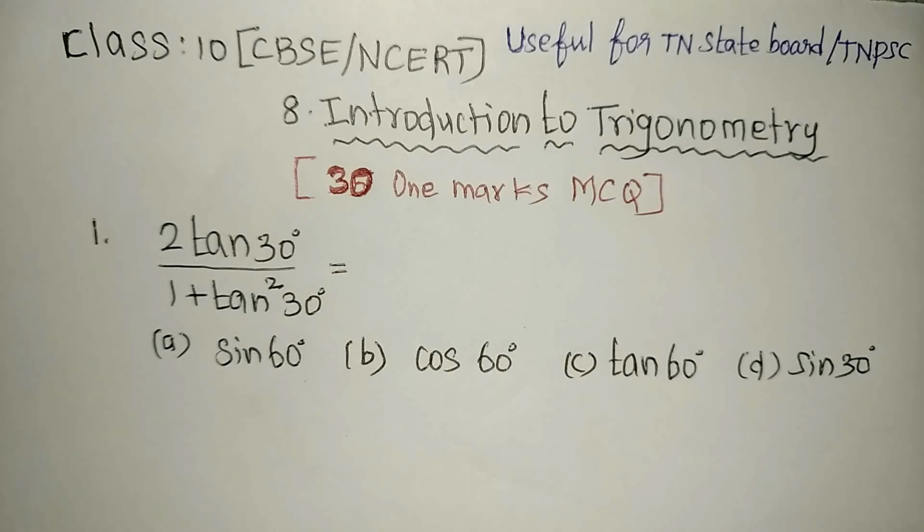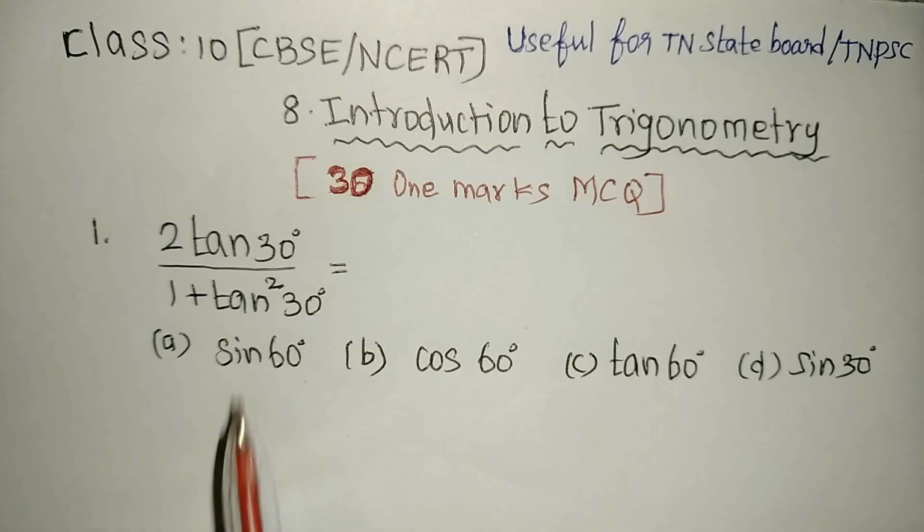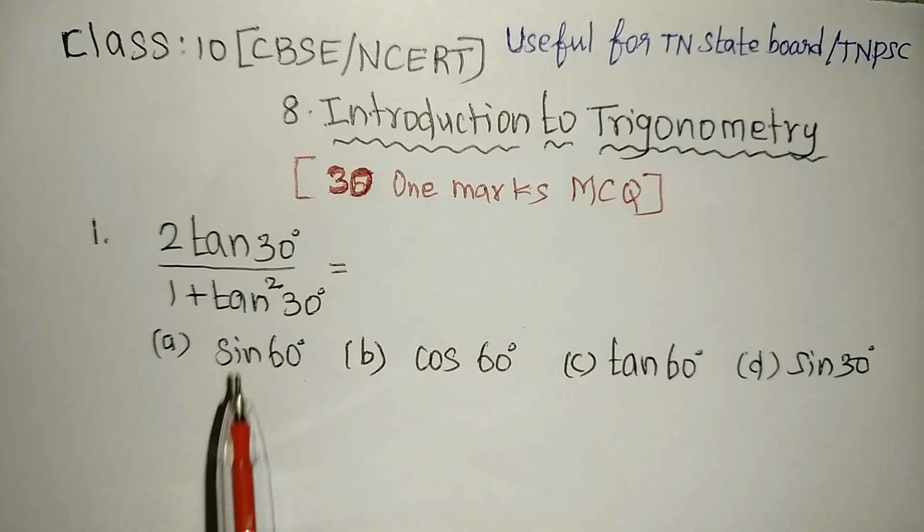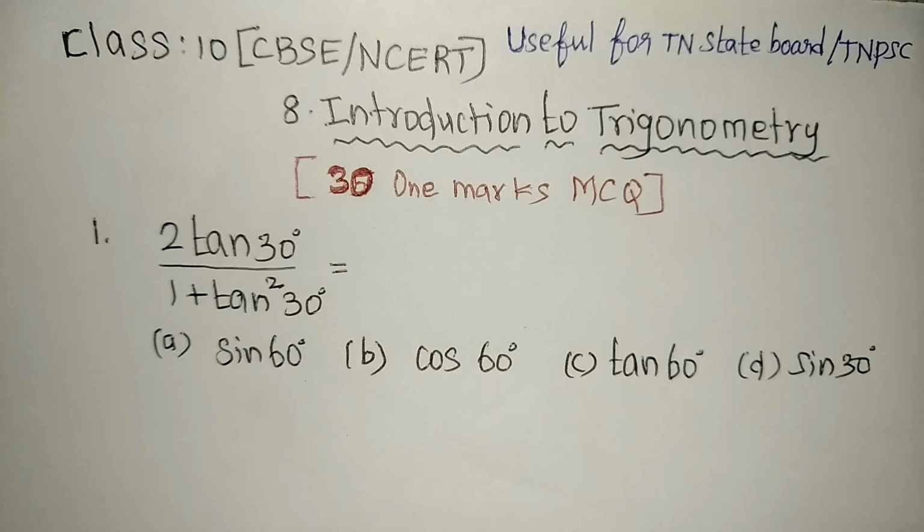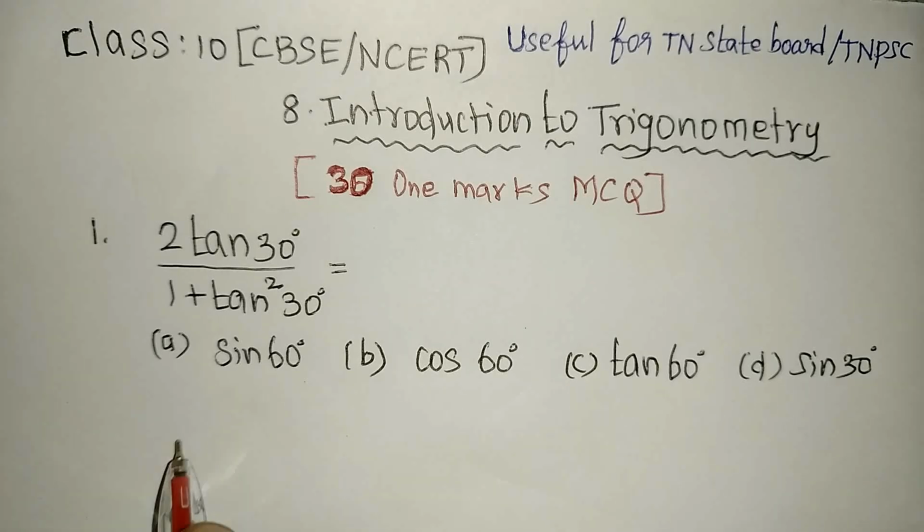Now we'll go for question number 1: 2 tan 30 degree divided by 1 plus tan square 30 degree. For learning these things, we must learn the trigonometry table, complementary angles, and reciprocal relations. The basics you should learn. The introduction to this chapter I will give in the description. Those who do not know the introduction, please see that, then come to the 1 mark questions. Now we'll go to this step.